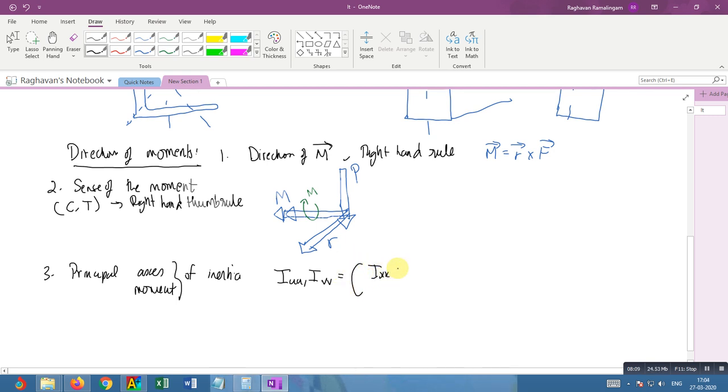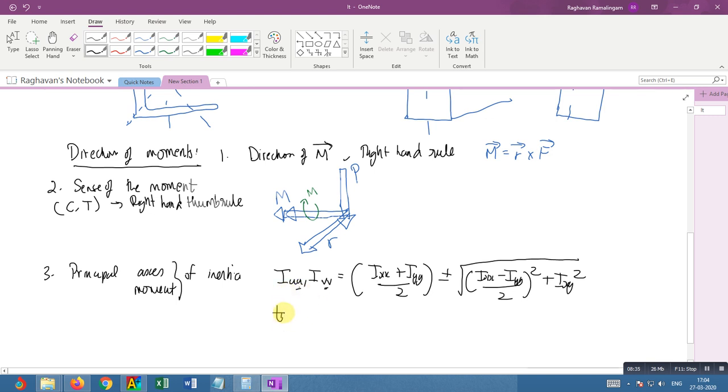So this is given by (Ixx plus Iyy) by 2 plus or minus, just like your principal stresses formula in 2D, the square root of ((Ixx minus Iyy) by 2) the whole squared plus Ixy squared. If you add it, you get your major moment of inertia, and if you subtract, the minor moment of inertia. Then the inclination of this is given by tan 2 theta equals 2Ixy by (Iyy minus Ixx).